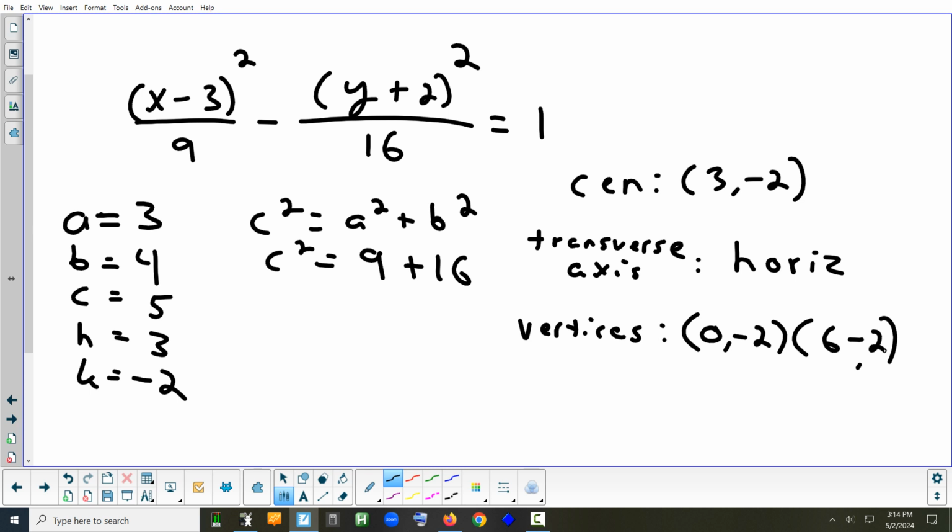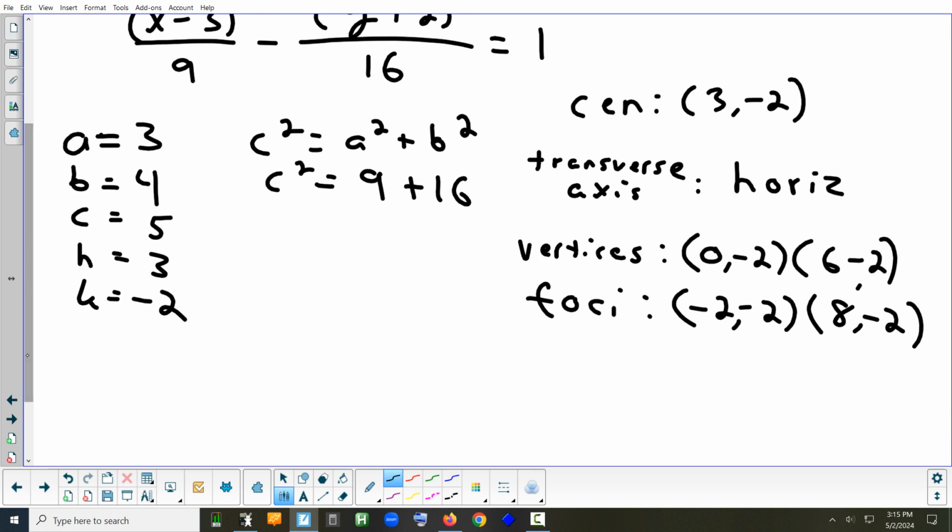What is another important feature? Foci. Yep. Okay, how many units away from the center are the foci? 5. What's 5 units left of center? Negative 2. And 5 units right of center? 8, -2. And with hyperbolas, there is one more thing that we need to write down.